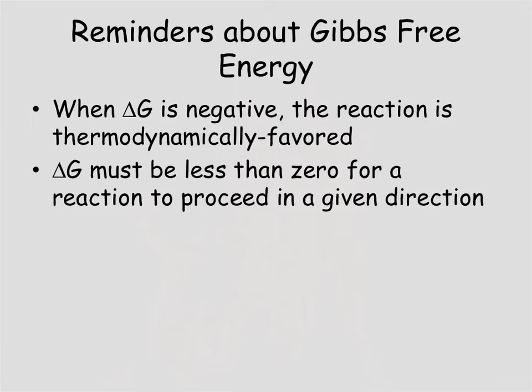And delta G must be negative, or thermodynamically favored, less than zero, however you want to look at it, for a reaction to proceed in a given direction. So for it to go towards completion, it has to have a negative delta G.